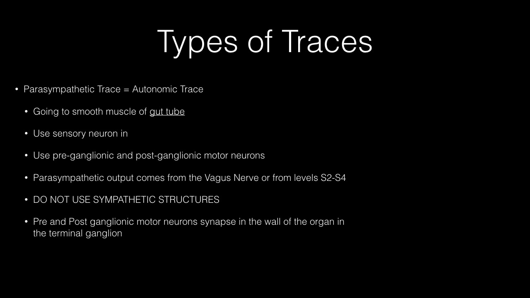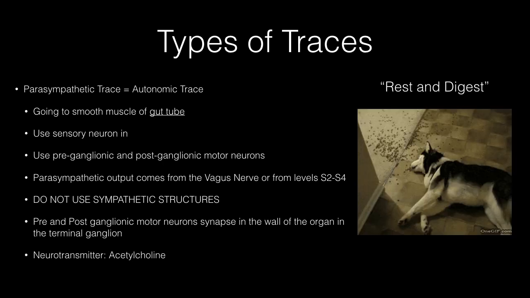And then the pre and postganglionic synapse happens in the wall of the organ, or just the box that says hindgut or sigmoid colon, just the very bottom box. Its neurotransmitter is acetylcholine. You'll want to know that one for the parasympathetics. We call this our rest and digest system because it's really active during rest, and it causes peristalsis of the GI tract, so digestion.